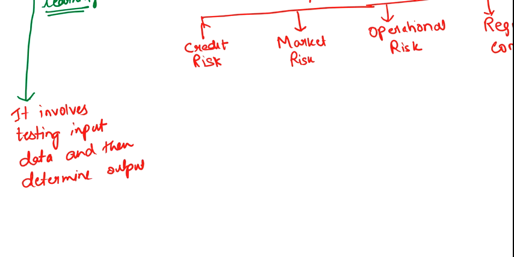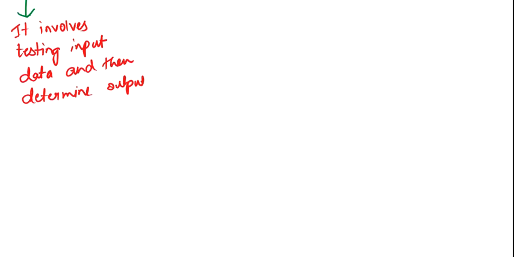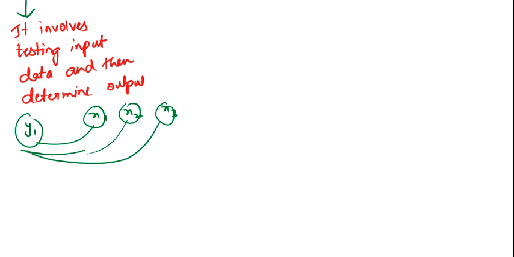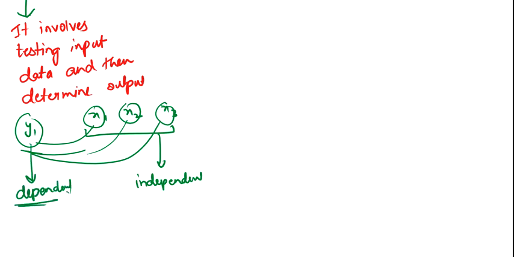Clear? In supervised learning, basically there are many independent variables like x1, x2, x3. You need to find out the relationship of x1, x2, x3 with y1. So it's about setting up the relationship between the independent variables, these ones, and the dependent variable, this one. So it's about setting up the relationship between independent and dependent variables.